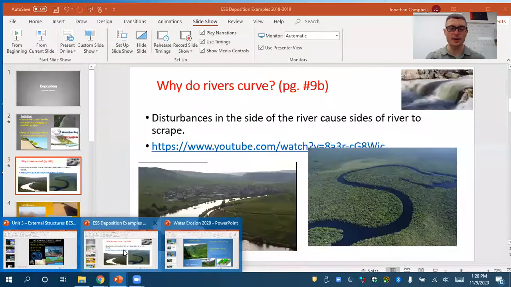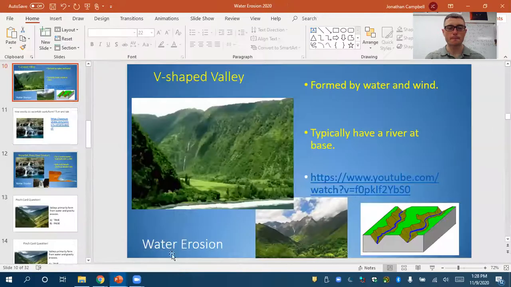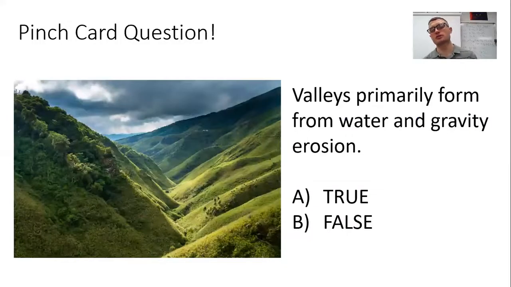And I actually have a quick question for you guys. Let's go ahead and take a look at that. Our question of the day is this: valleys primarily form from water and gravity erosion. Is this A, true, or B, false? Think about it. I'm talking about V-shaped valleys from last time. This is from our lesson from last time, V-shaped valleys.